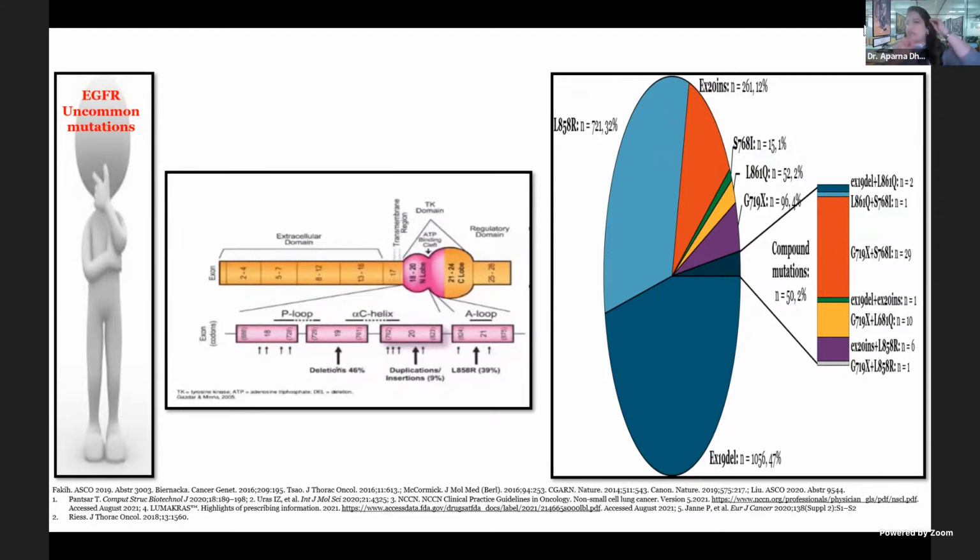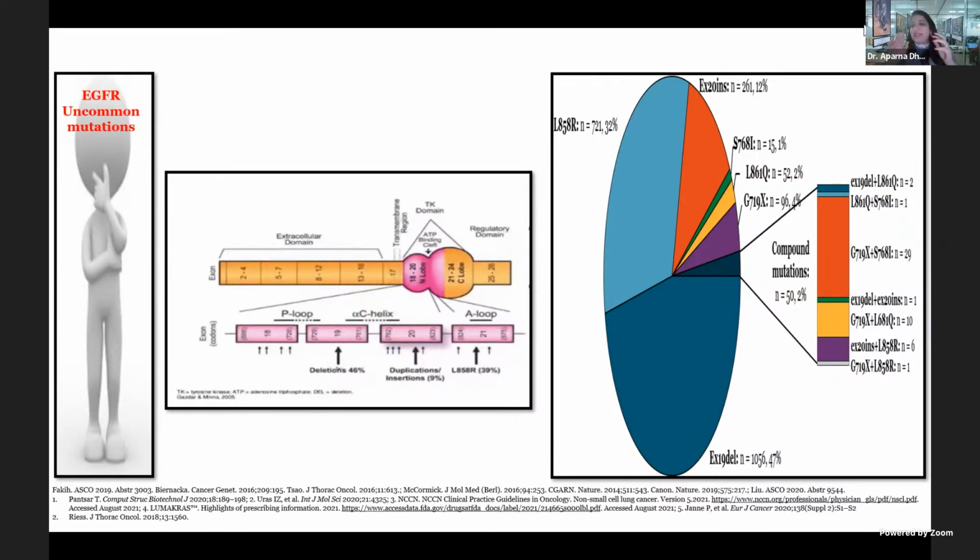The first one is those very classical sensitizing mutations, as we know very well. Your exon 19 deletions, your L858Rs, very common. And the second is these atypical uncommon mutations, the G719X, the L861Q, your S768I. And then the third one is your EGFR exon 20 insertion mutations.